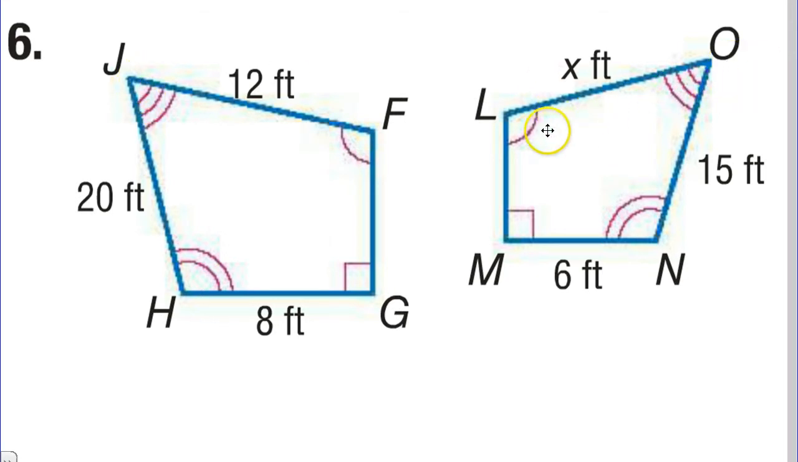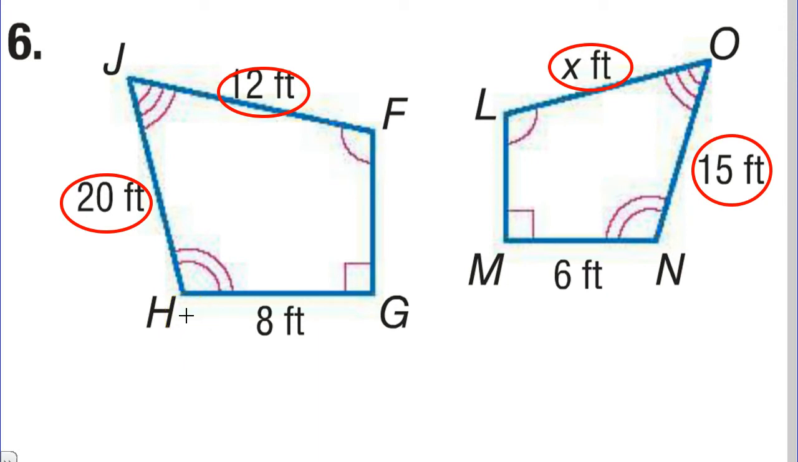O has a triple marked angle, L has a single marked angle. Over here, J has a triple marked angle, F has a single mark. So that means this guy corresponds to this guy. So x corresponds to 12. Now, to set up our proportion: O is the triple angle, N is the double angle, and it's 15. J is the triple angle, H is the double angle, so it's 20. So 15 corresponds with 20.